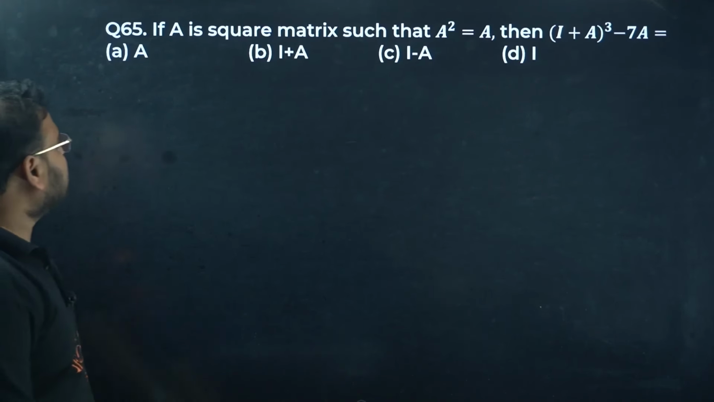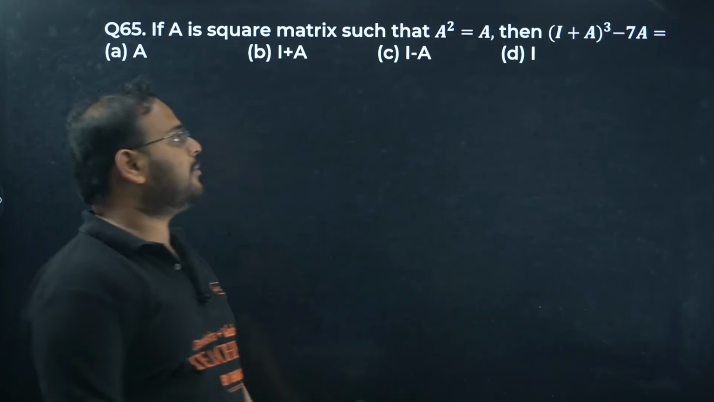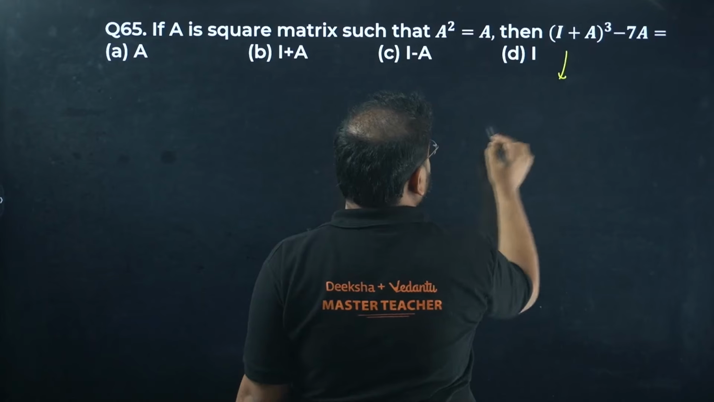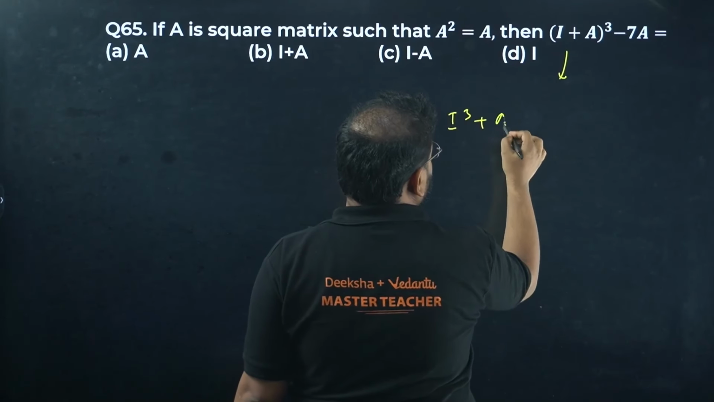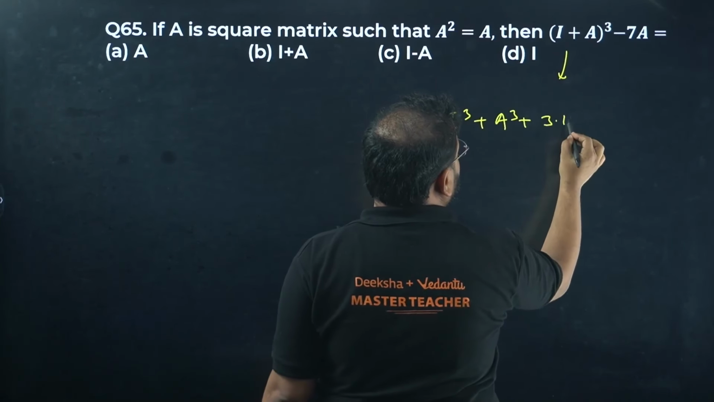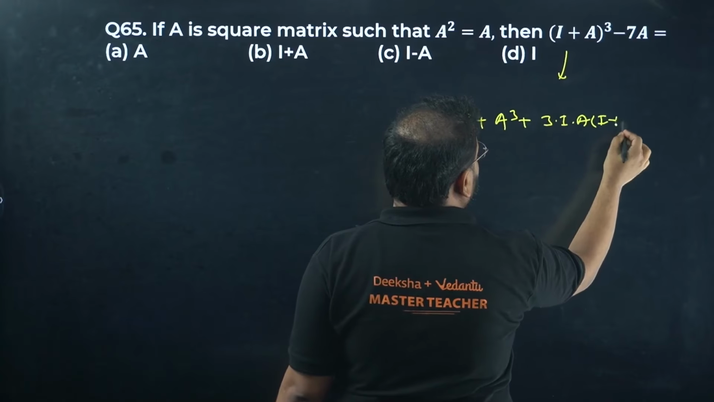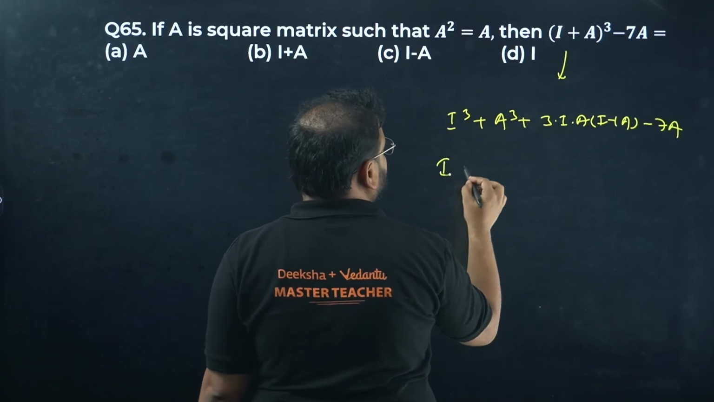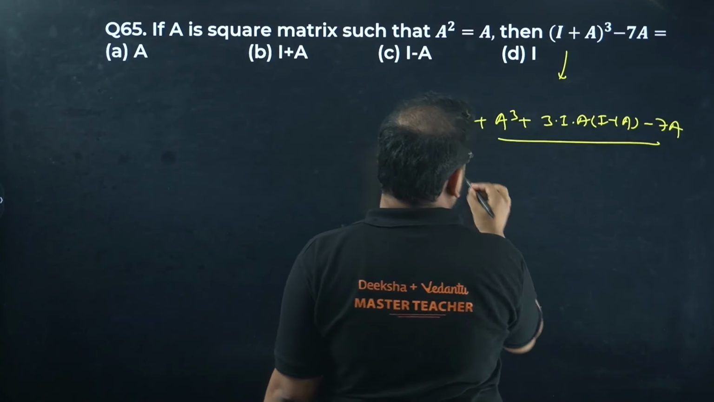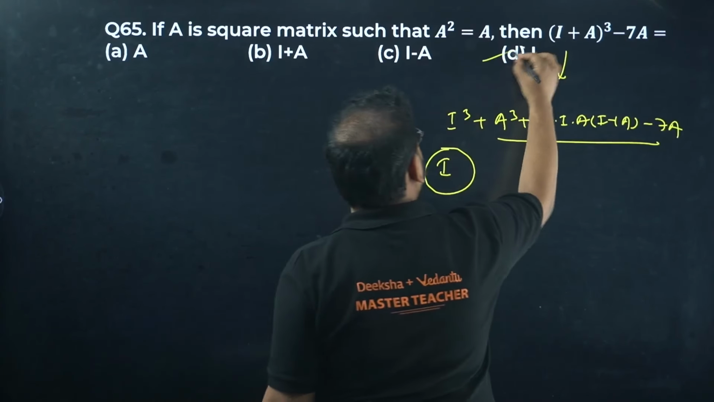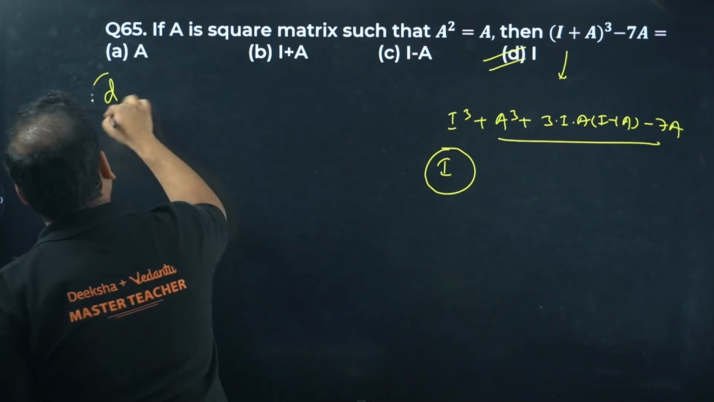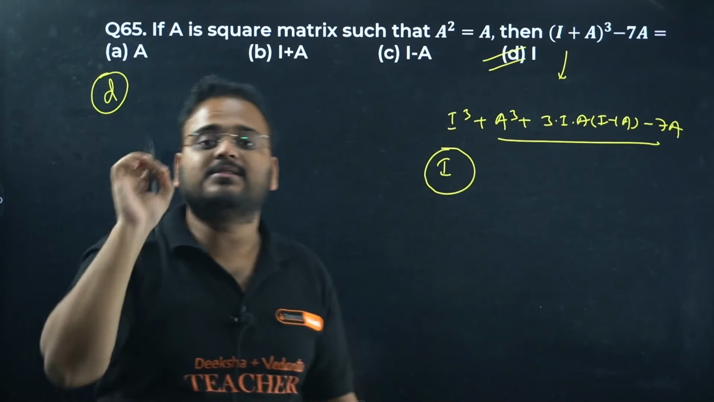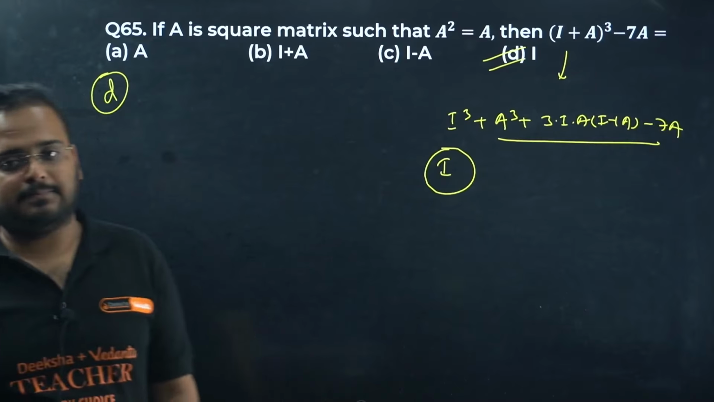Next, if A is a square matrix such that A square is A, then (I plus A) cube minus 7A is what? I've solved this many times. Use the formula: I cube plus A cube plus 3 times I into A into (I plus A) minus 7A. If you solve it, the whole thing will get cancelled, and you end up with the answer as I. Simple question, guys. Please solve and let me know. Sir, question 65 understood, sir. The comment I want is: question number 65 understood, sir.